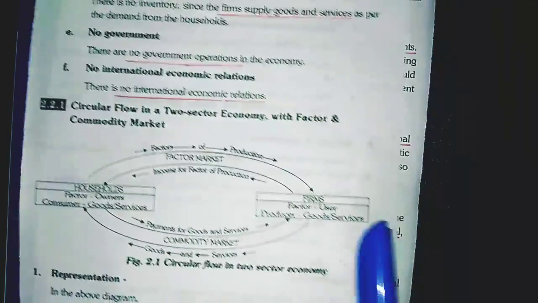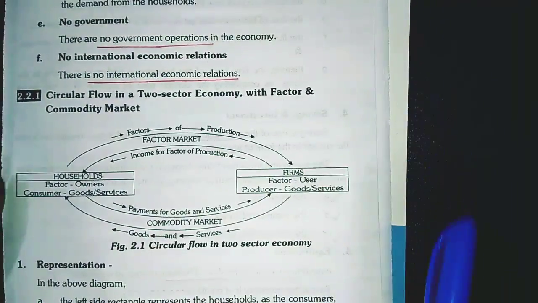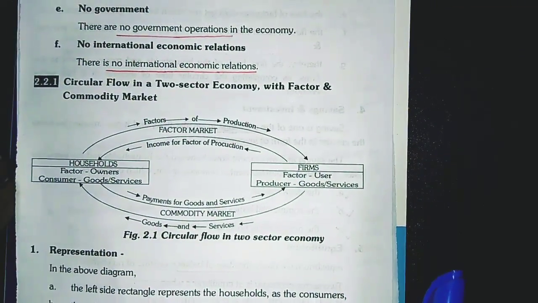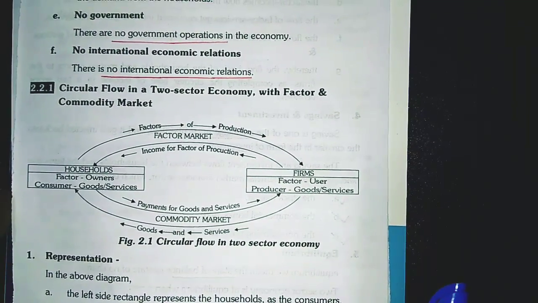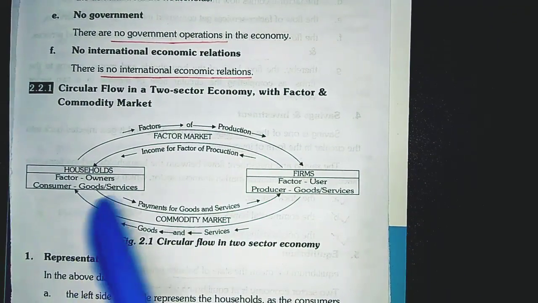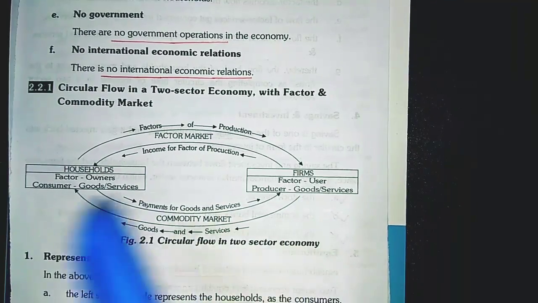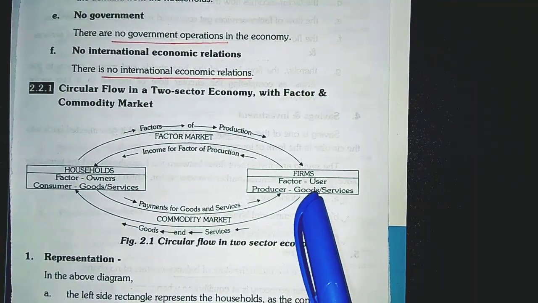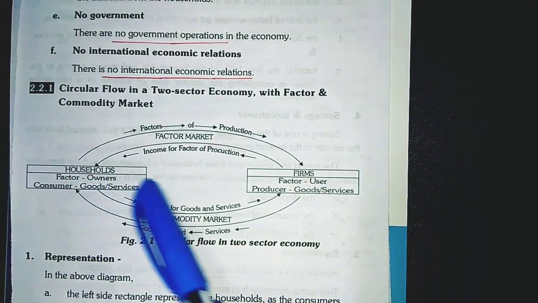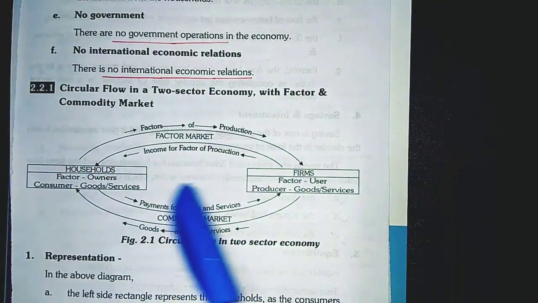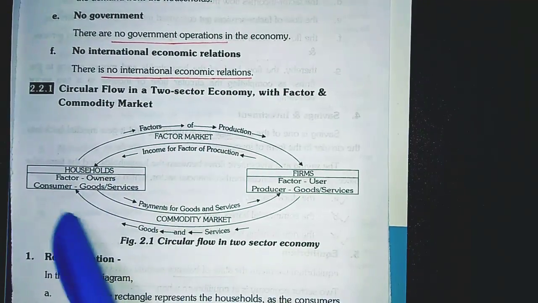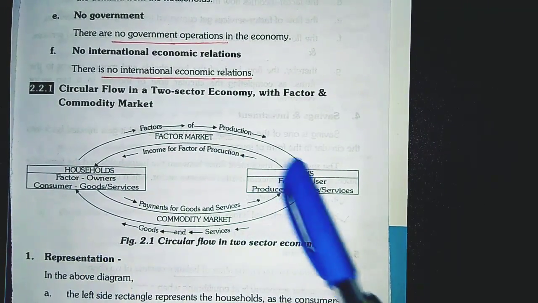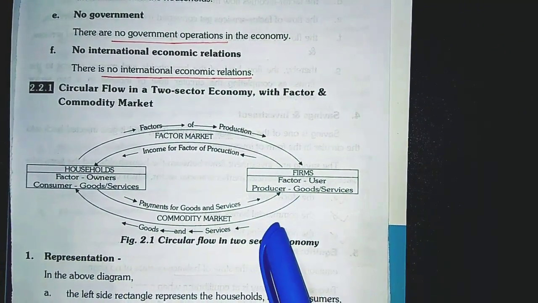Now we are going to discuss the circular flow in the two sector economy. First remember this diagram. The first point is representation. On the left hand side we have put the household, right hand side is the firm. Now this upper part is representing the factor market and this one is representing the commodities market.